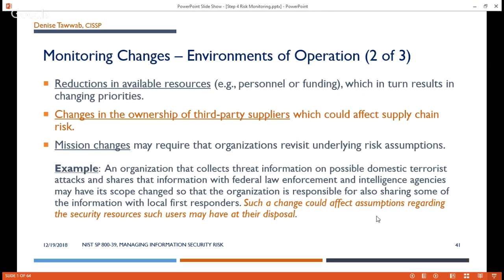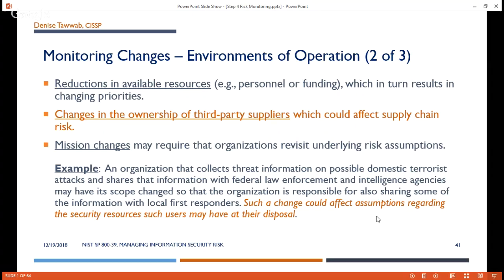For example, an organization that collects threat information on possible domestic terrorist attacks and shares that information with federal law enforcement and intelligence agencies may have its scope changed so that the organization is responsible for also sharing some of the information with local first responders. Such change could affect assumptions regarding the security resources such users may have at their disposal.